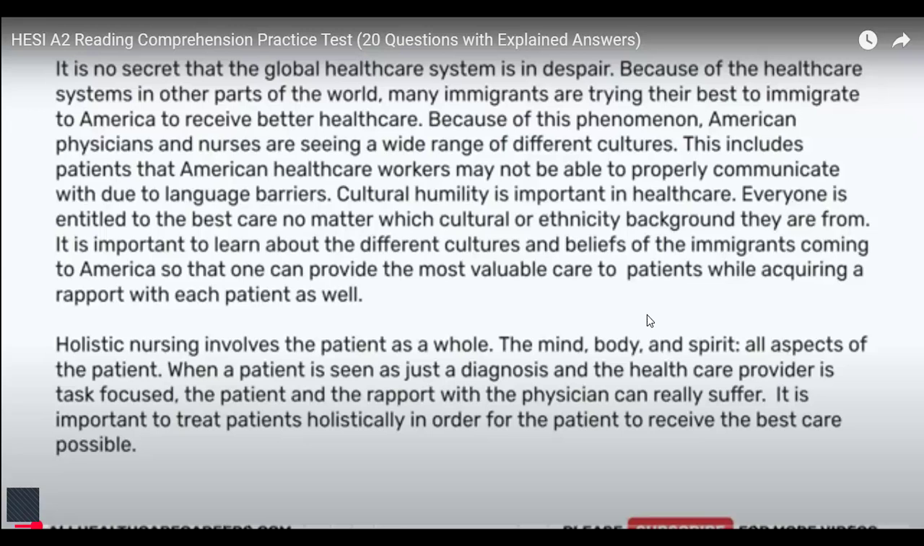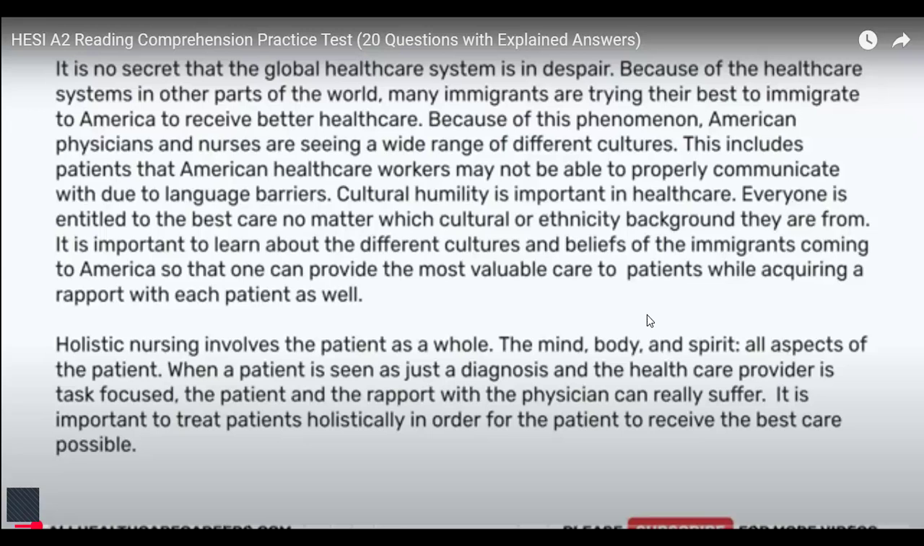Okay, rapport with each patient. And now they go into saying, and this is not random, this last part, they get really specific. Holistic nursing involves the patient as a whole. They remind you to treat this person as a human being, the mind, body, and spirit, right? That you have to address all three parts of a human being, all aspects of the patient, okay?